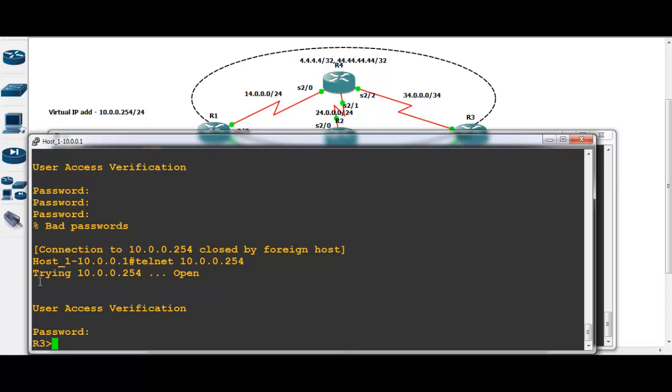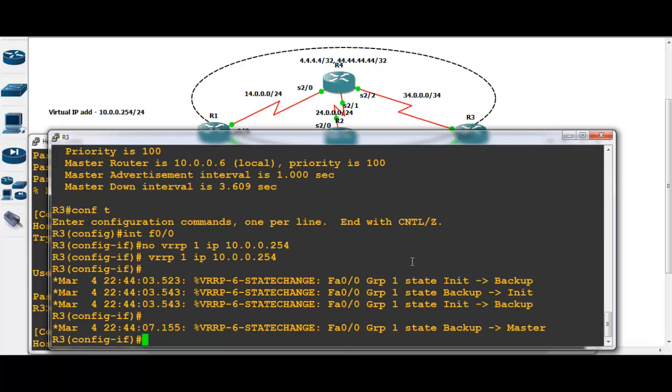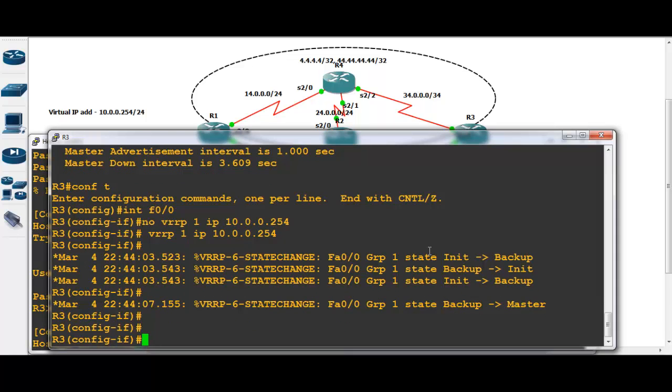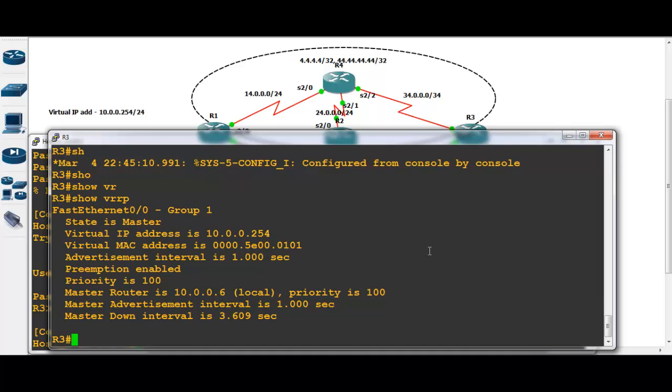We can also change the timer. Now how to change the timer? Very simple. Let me first get out from here. I'll go to router 3 and show you how to change the timer. Right now the timer is like this. Show VRRP. Advertised interval is 1 and then the master is this.